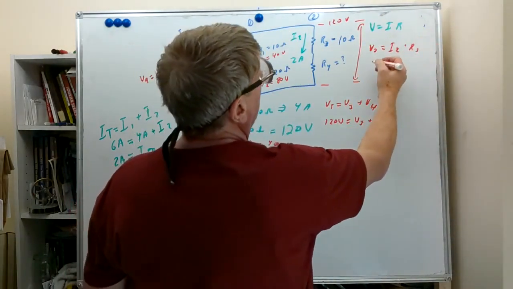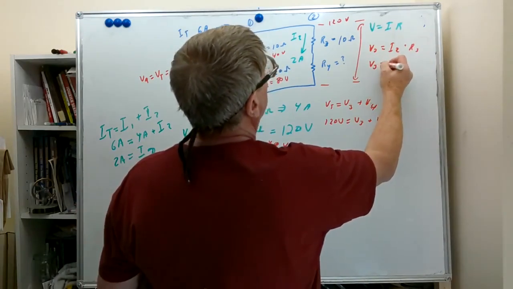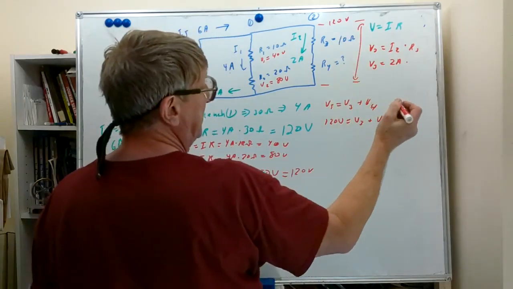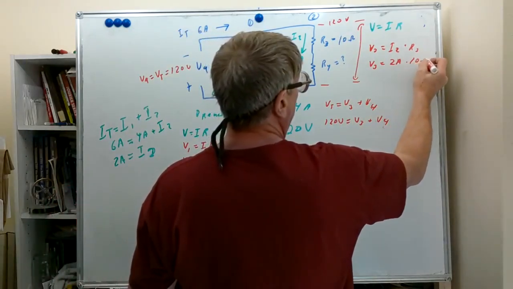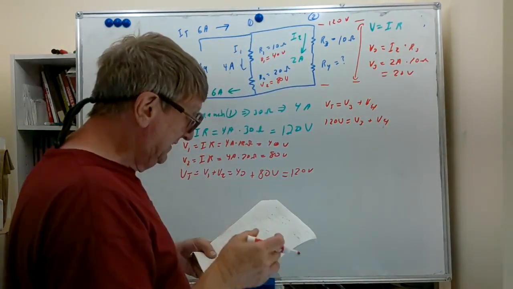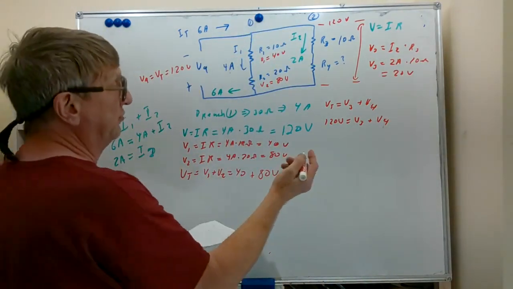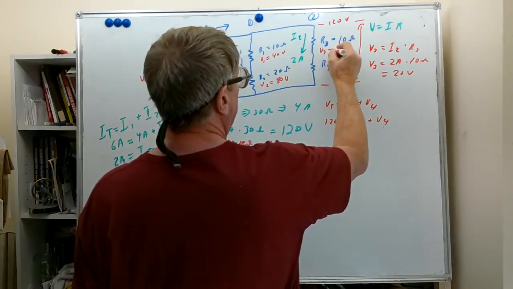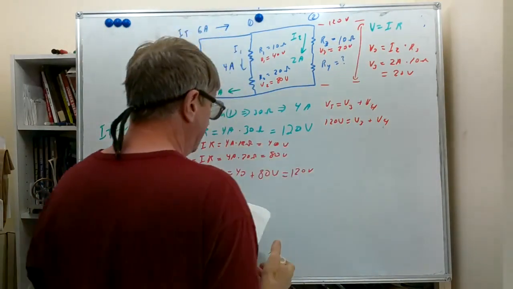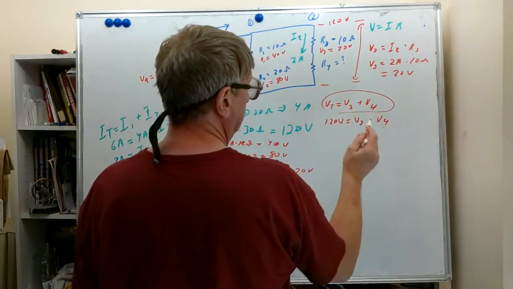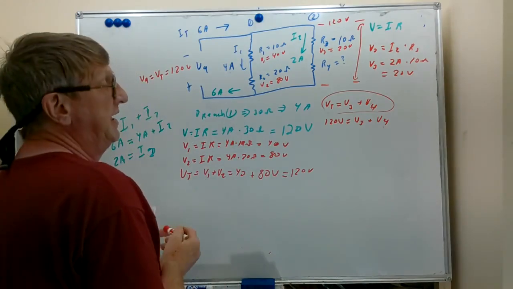V equals I times R. So V3 equals I2, which is 2 amps, times R3, which is 10 ohms, basically equals 20 volts. So we got V3 equals 20 volts. Let's write that right here. V3 equals 20 volts.